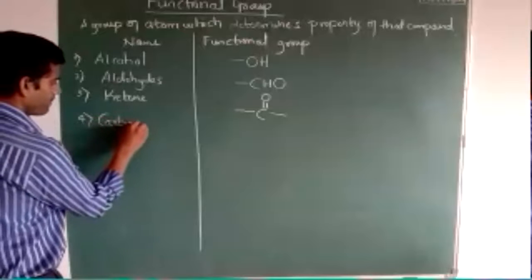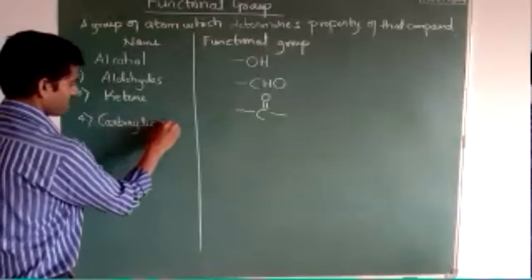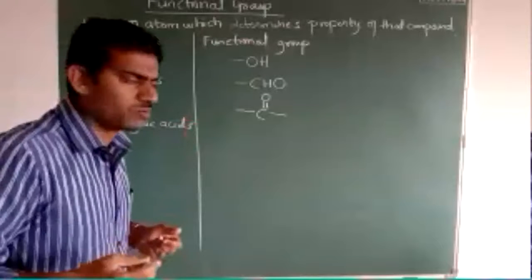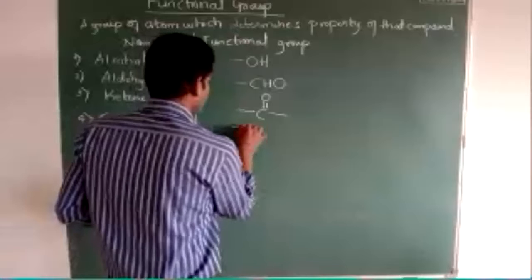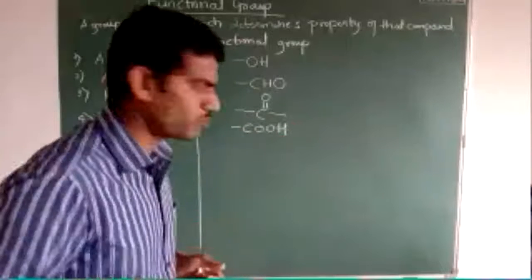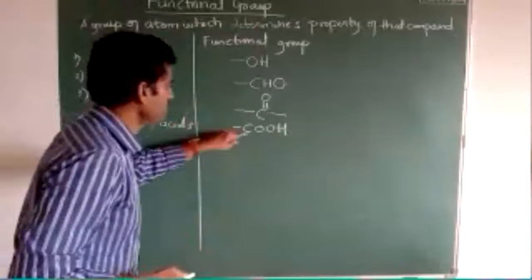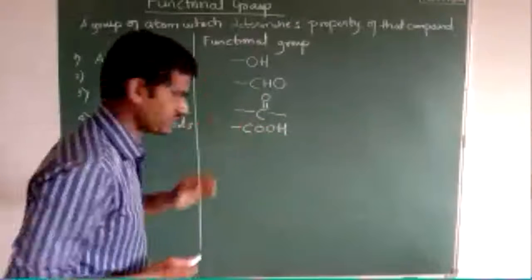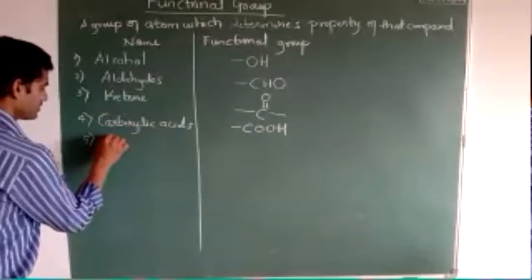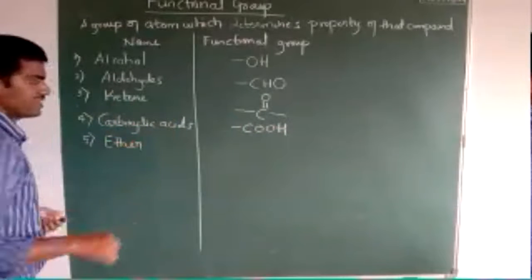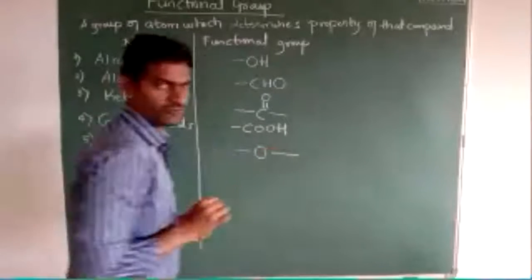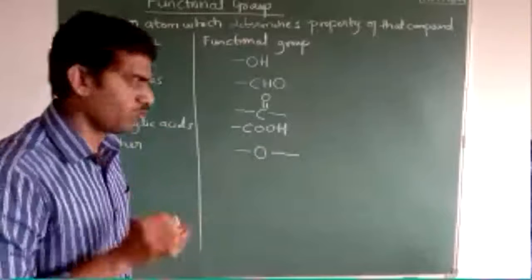Next, fourth one, carboxylic acids. The functional group for carboxylic acids is COOH. Next, fifth one, ether. The functional group for ether is only O.